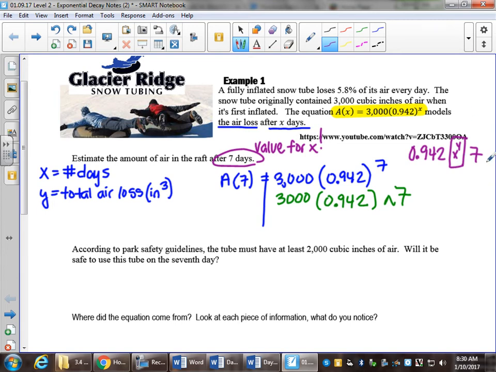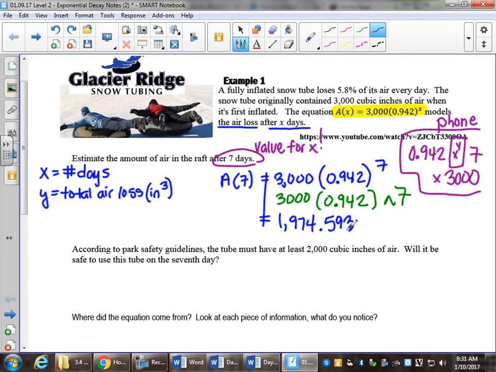Don't clear out that answer. Whatever number you get, then hit times 3,000. So this is on a phone. In both cases, we should be getting, as an answer, 1,974.593 when we round to 3 decimal places, cubic inches.